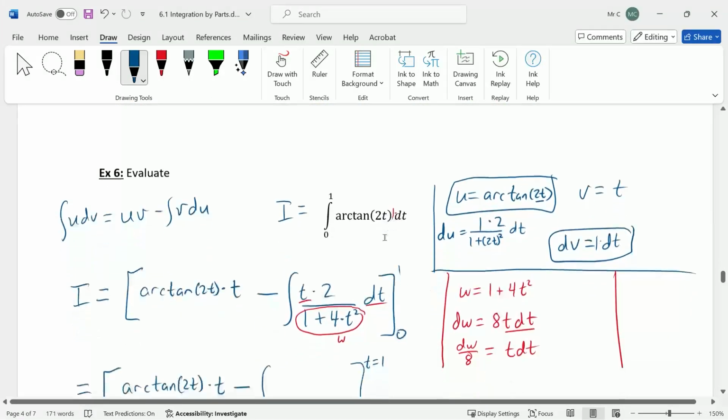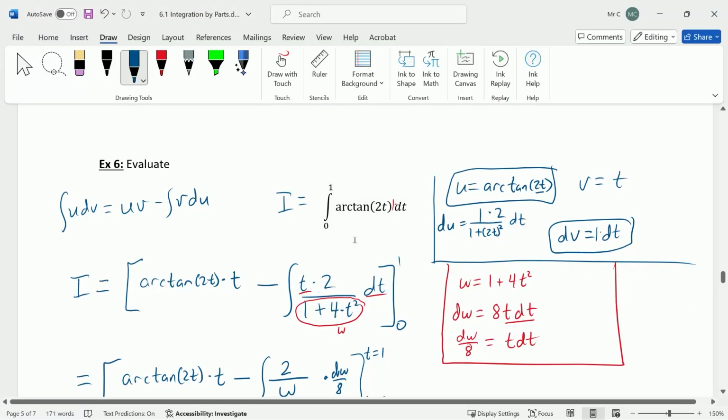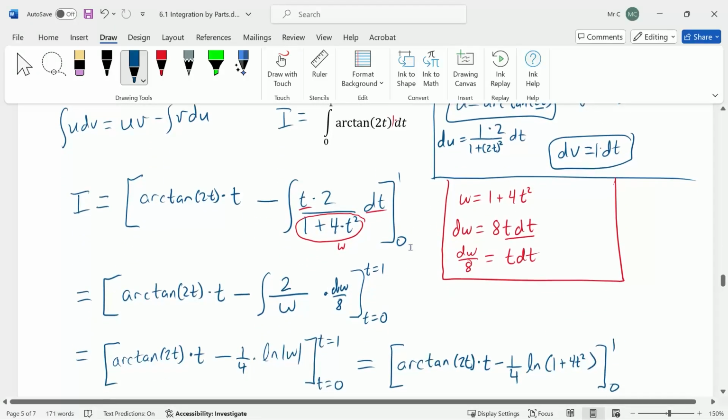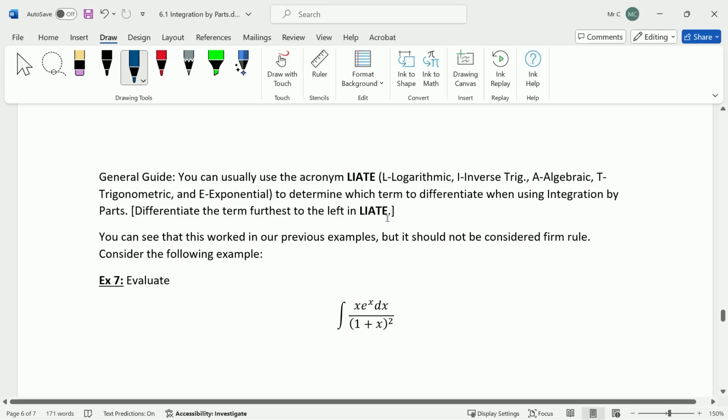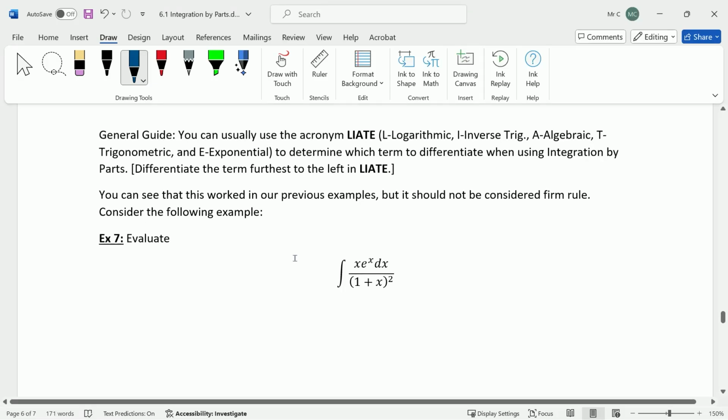And here, so we've got logs. No, there's no logs. Inverse trig. Oh yeah, arctangent. That's an inverse trig function, so I picked that for you. So again, all of these I was consistent with the LIAT method, but this is a general guide that works like 95% of the time. It doesn't always work.